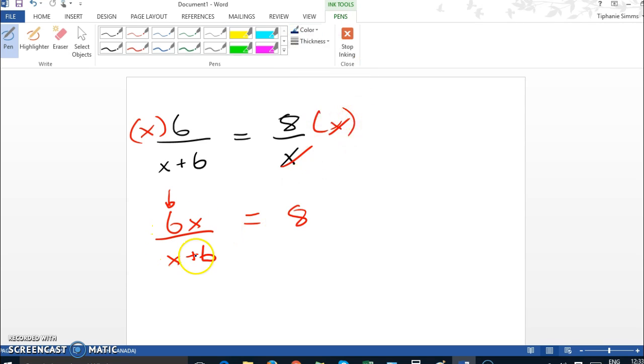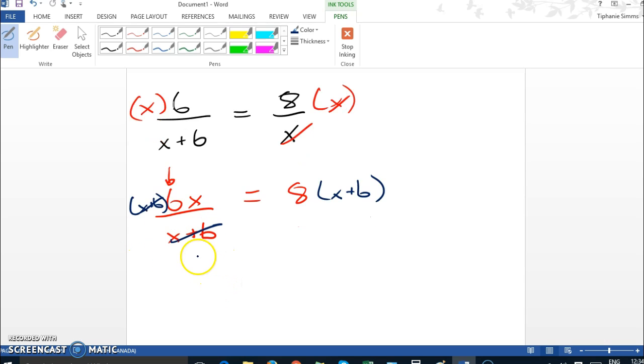Now what I'm going to do is I'm going to multiply both sides by x plus 6. And I'll do the same. I'll just use brackets to write that in. Brackets are always nice and neat. And I'm just doing this so I don't have a fraction anymore on this side. So what I have left now is 6x equals 8 times x plus 6.